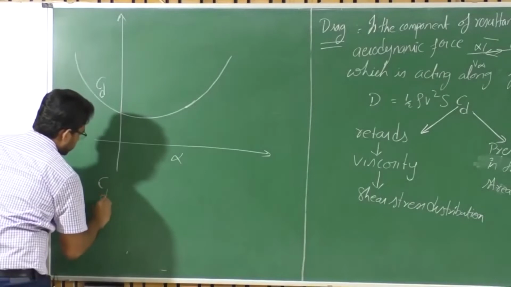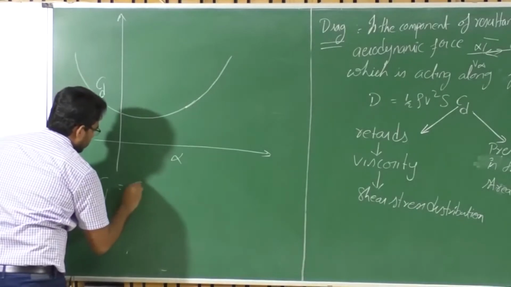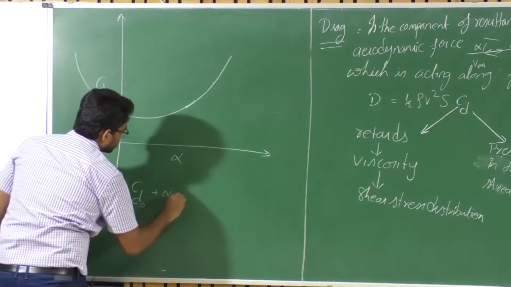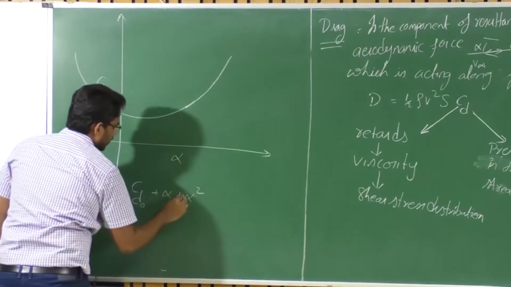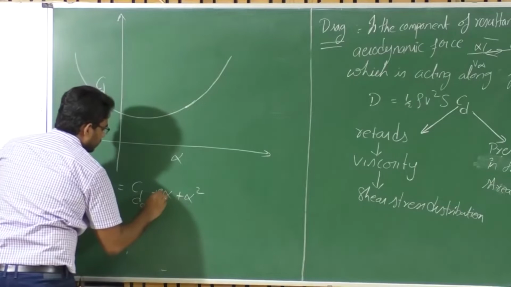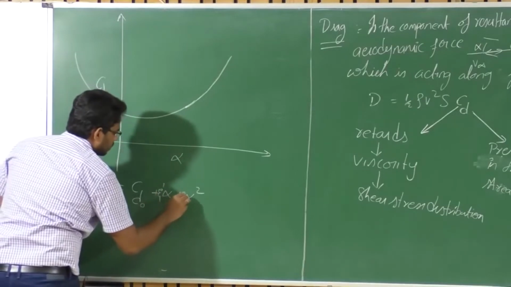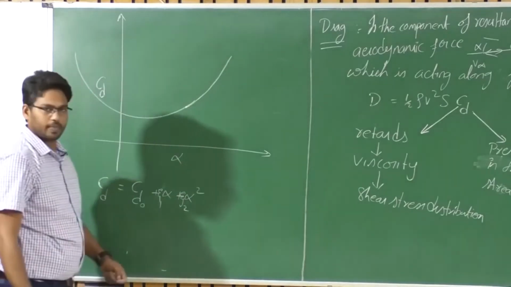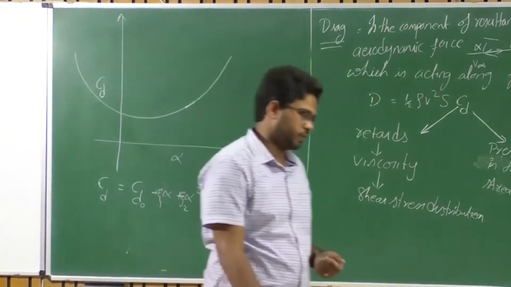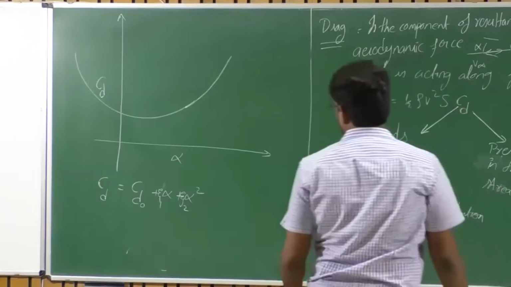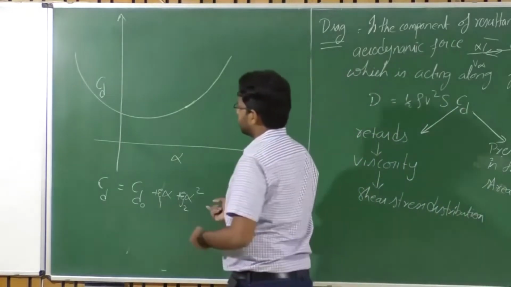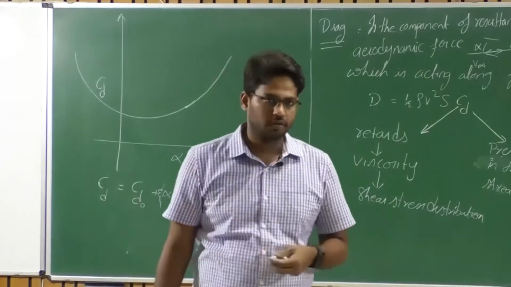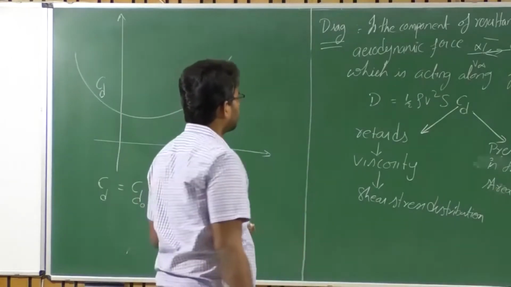So the CD variation can be given as CD corresponding to alpha 0 plus alpha square, right? It can be written with some coefficients, zeta 1 and zeta 2. So this is a typical drag coefficient variation with angle of attack in the case of an aerofoil. Okay. But what happens when we have a wing?